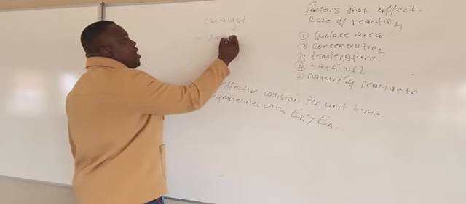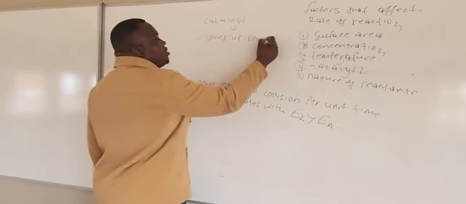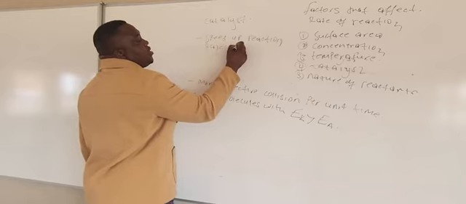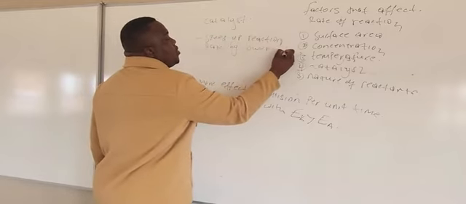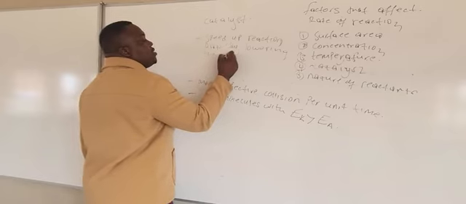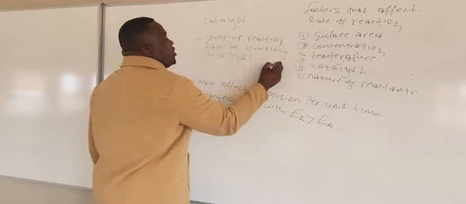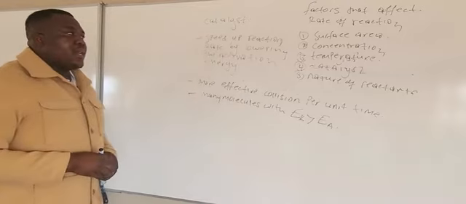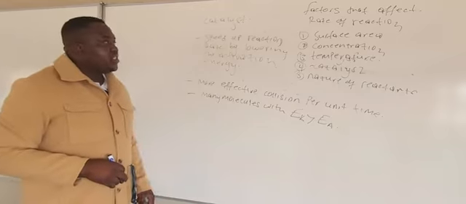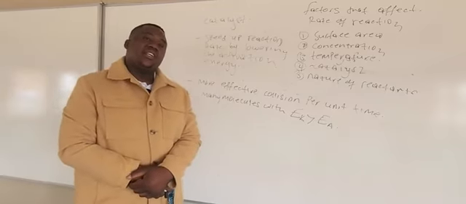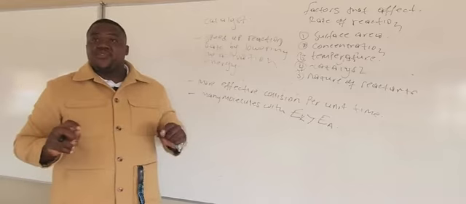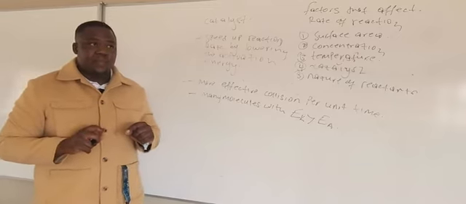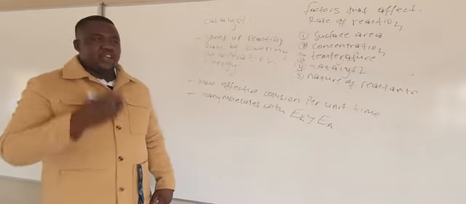A catalyst speeds up reaction rate by lowering the activation energy. What is activation energy? Activation energy is the minimum amount of energy needed for a reaction to occur. So a catalyst speeds up chemical reaction by lowering the activation energy. Let me give you an analogy.